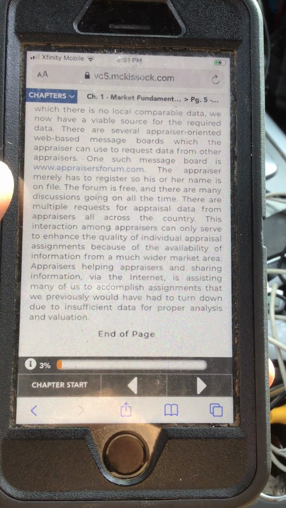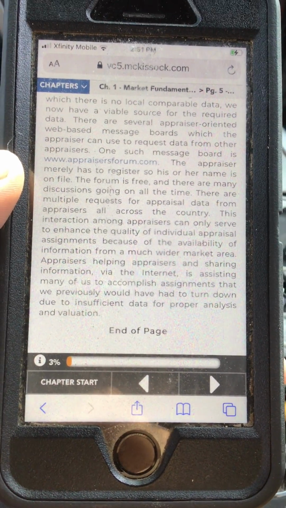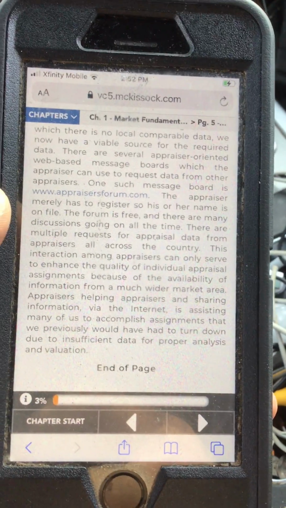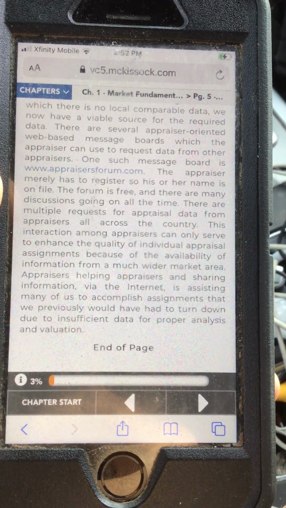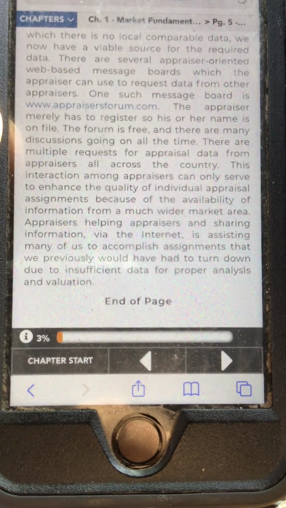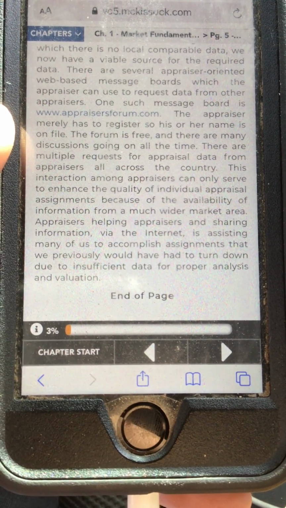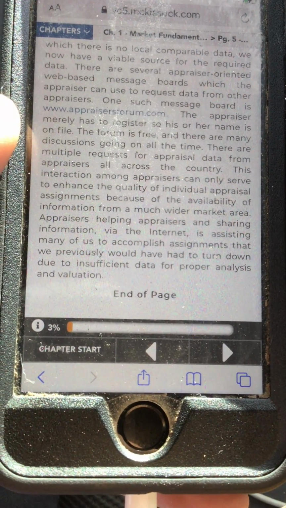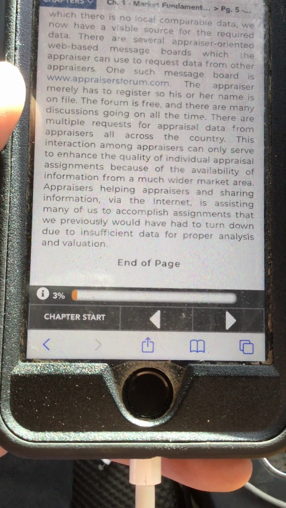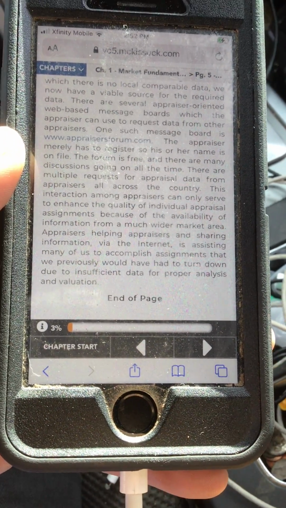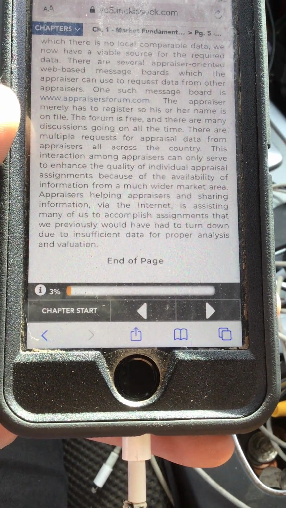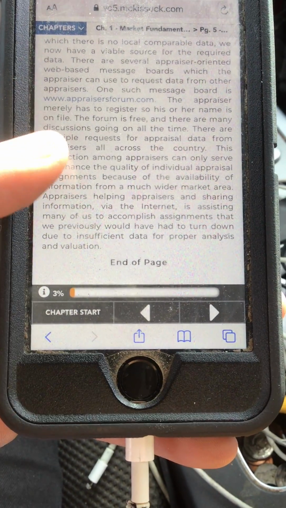The forum is free, and there are many discussions going on all the time. There are multiple requests for appraisal data from appraisers all across the country. This interaction among appraisers can only serve to enhance the quality of individual appraisal assignments because of the availability of information from a much wider market area. Appraisers helping appraisers and sharing information via the internet is assisting many of us to accomplish assignments that we previously would have had to turn down due to insufficient data for proper analysis and valuation.